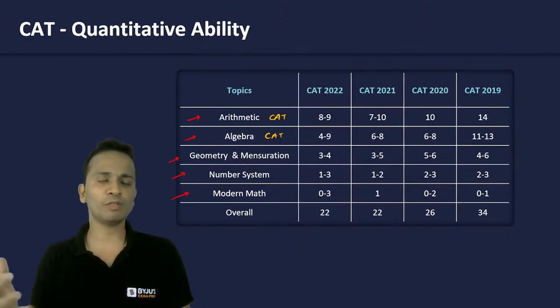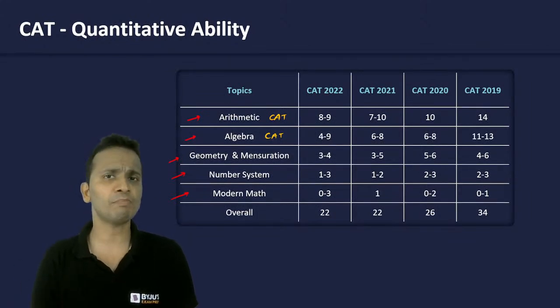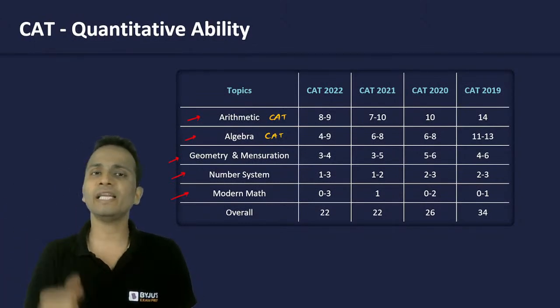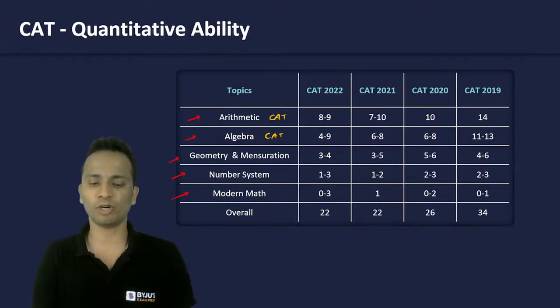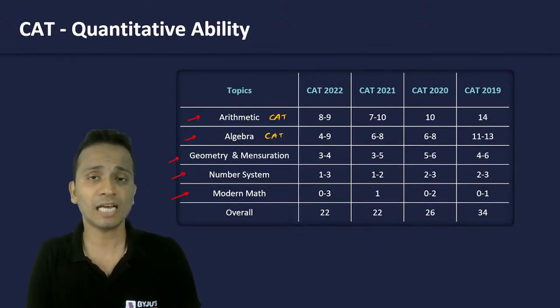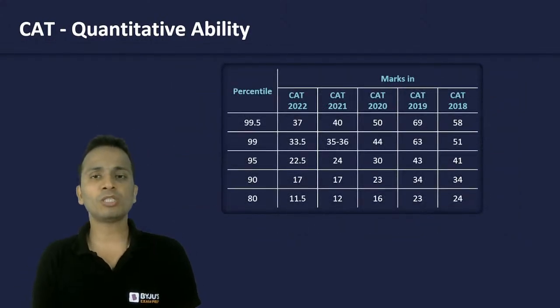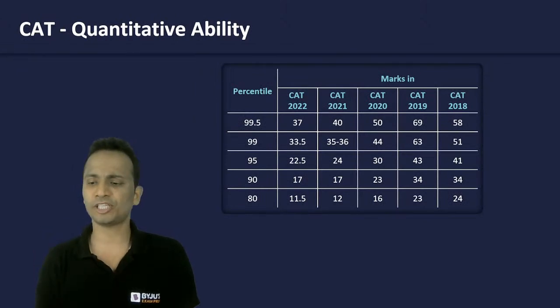Okay, so from the point of view of other examinations like NMIMS NPAT, NMAT, SNAP, MHCET, all these areas are important. All these areas, I would say, are equally important, including modern maths as well. Now moving ahead and talking about the score versus percentile only for the QA section.